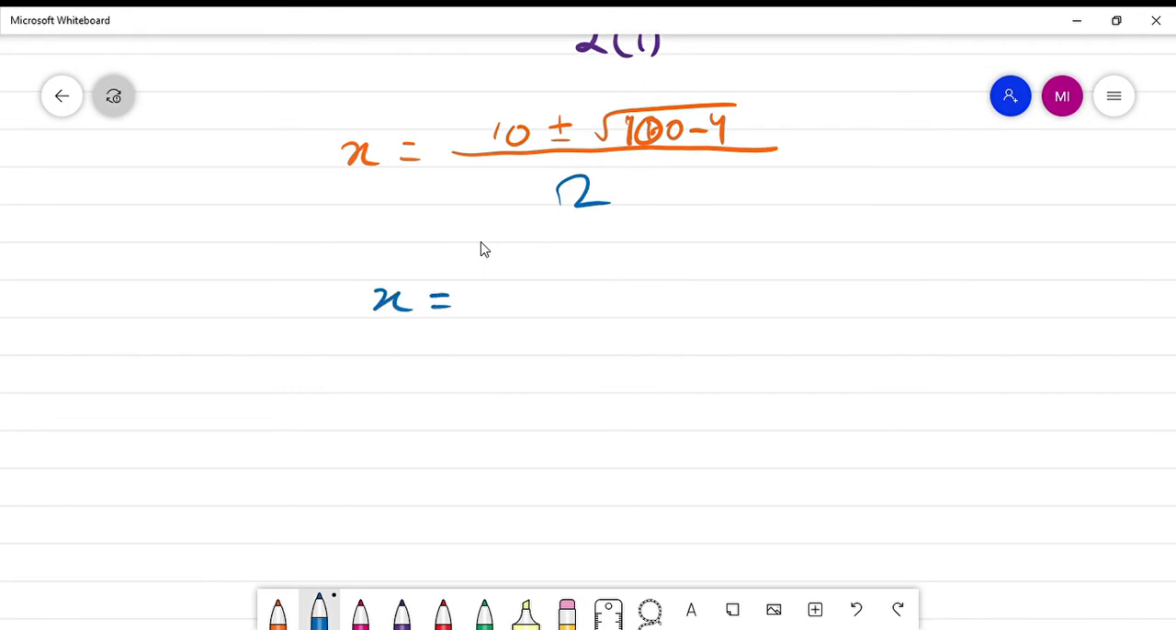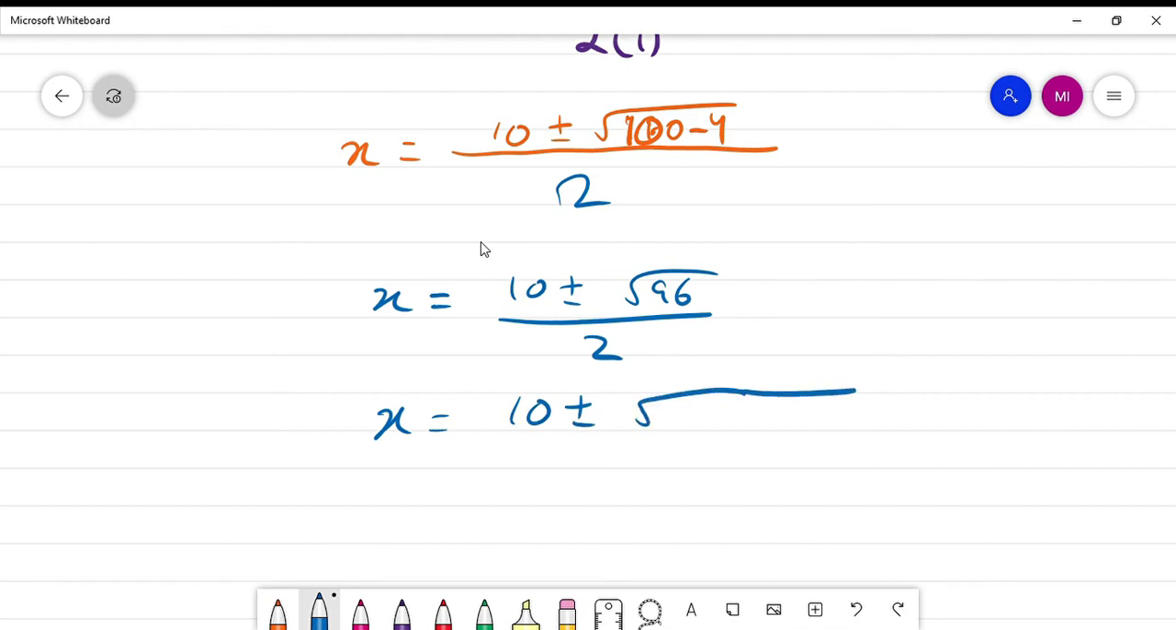So x is equal to 10 plus minus under root of 96 divided by 2, and we can simplify a bit more. X is equal to 10 plus minus under root of 96's factors are 2 into 2 into 2 into 2 into 2 into 3. Divided by 2.